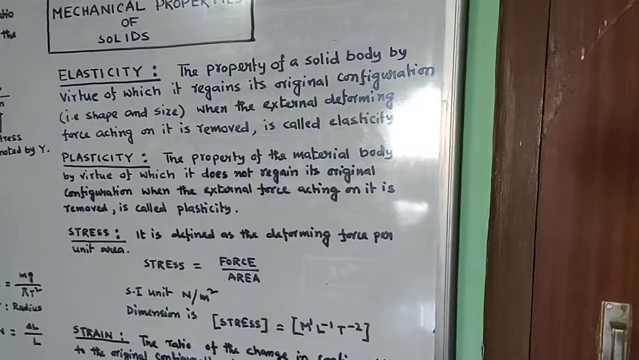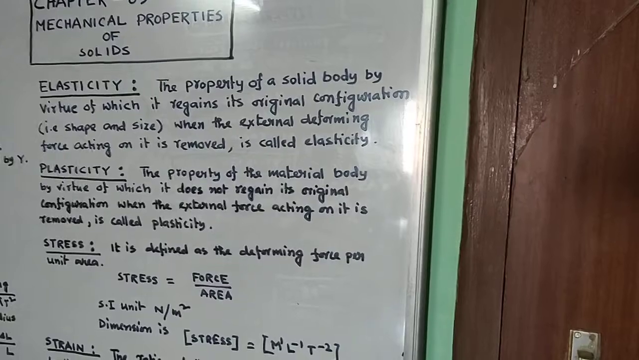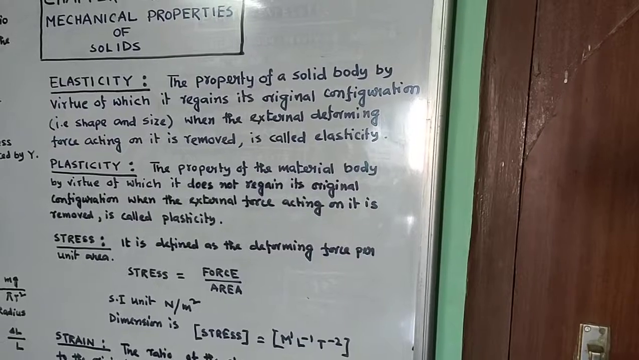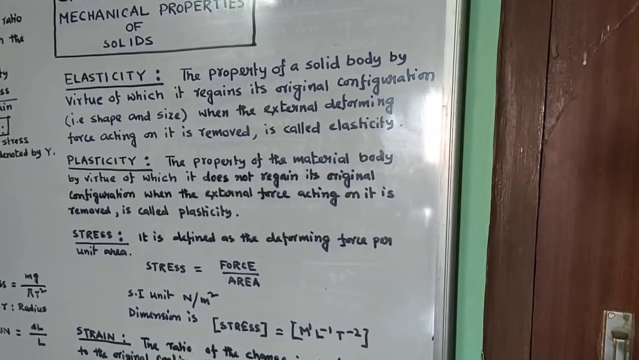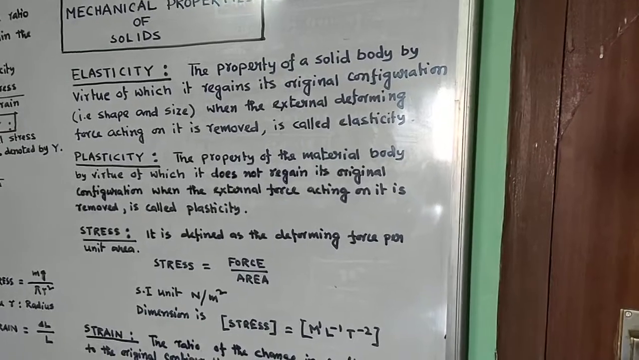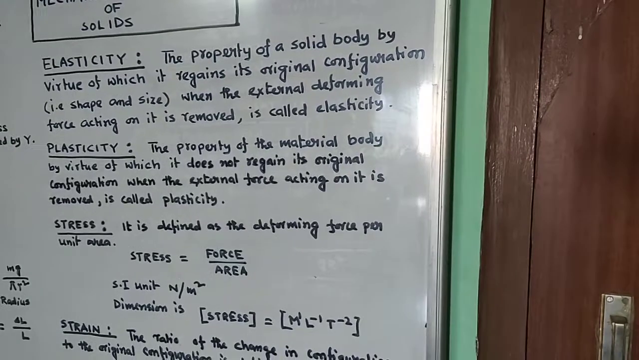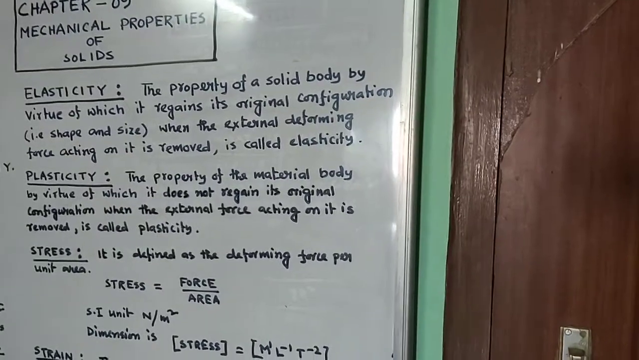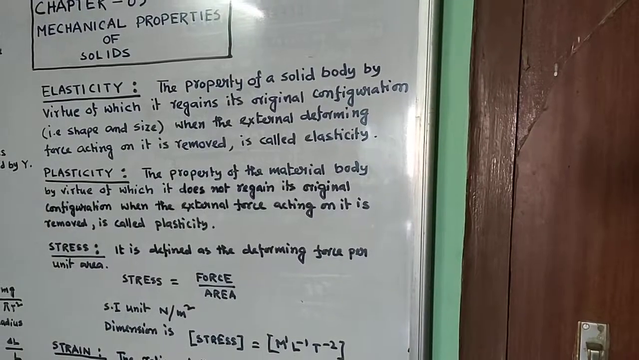plastic. It's very surprising, but if you consider a lump of mud and give some deforming force on the lump, what will happen? Its shape will change. Now when you remove the deforming force, the mud lump does not regain its configuration, is it not? So as per the definition, the lump of mud is nothing but a plastic. So that is the science. But in general, if you say the lump of mud is plastic, people will laugh. But as per the definition, it is plastic.